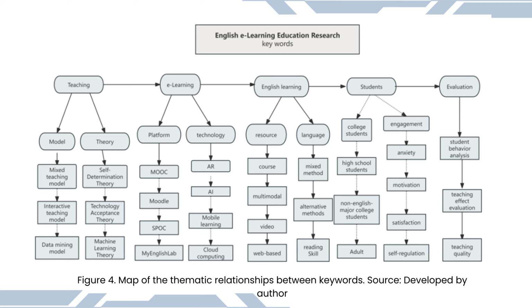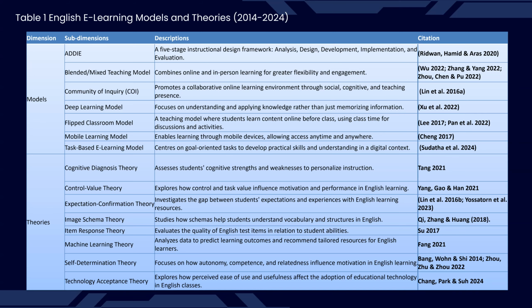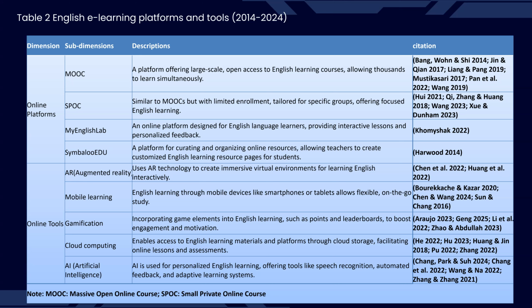Next are the details about the key components. First are models, like ADDIE, blended or mixed teaching models, and other models. Then there are many theories in English e-learning like cognitive diagnosis theory, control-value theory, and so on. Meanwhile, there are many online platforms and online tools like MOOC, SPOC, AR, cloud computing, and gamification, and so on.